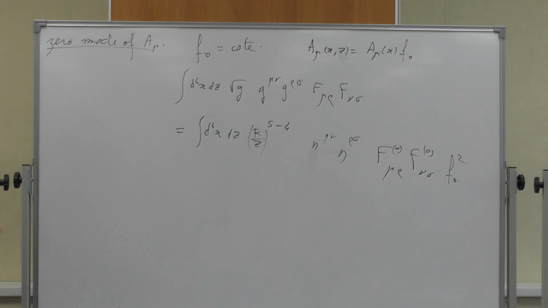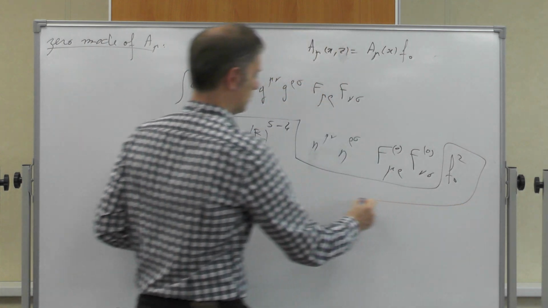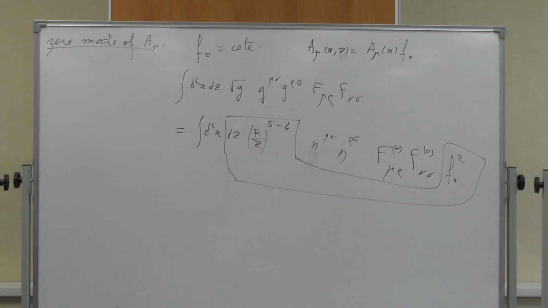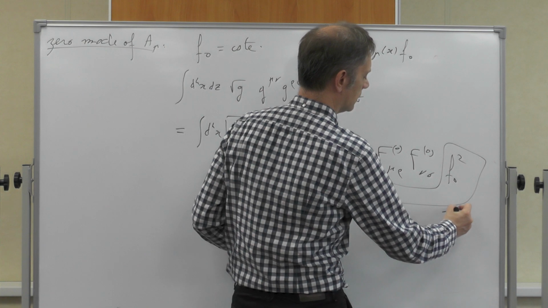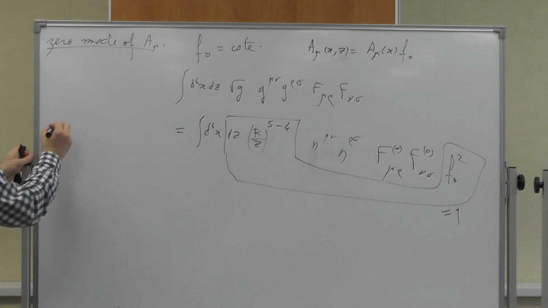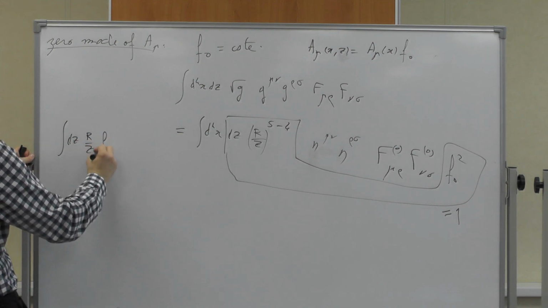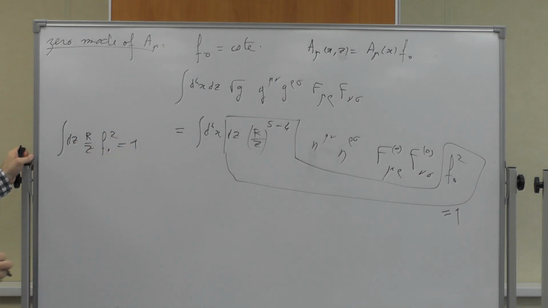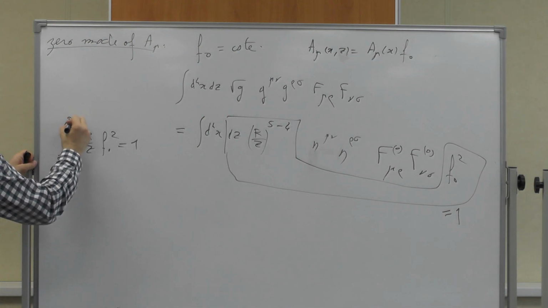So now you can perform this integral over this extra dimension, and you will fix this constant, the normalization constant, by requiring that this integral has to be equal to 1. That's the way you find this normalization condition. So in this case, it's quite simple. You just integrate dz R over z f0 squared, which is equal to 1, and you integrate from z equal R to z equal R prime. Okay?